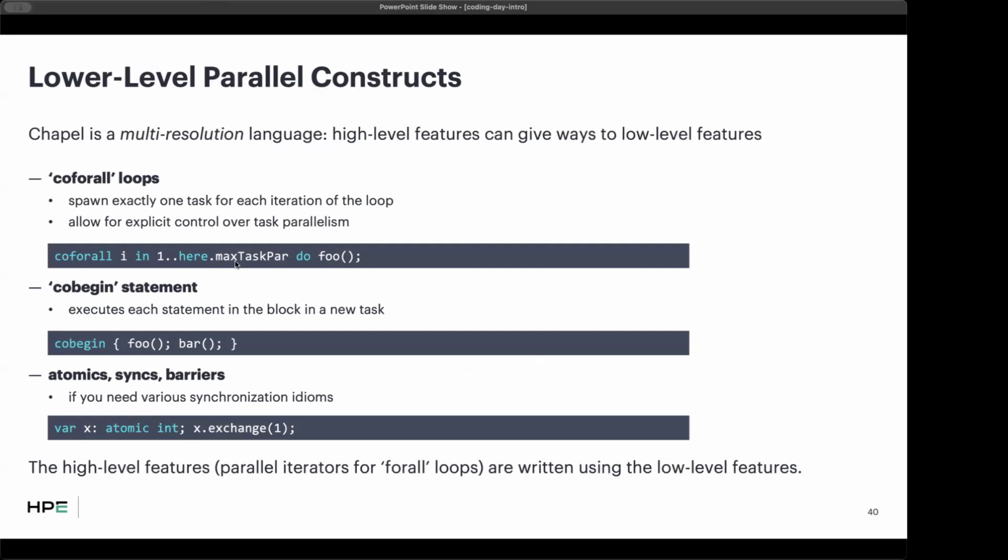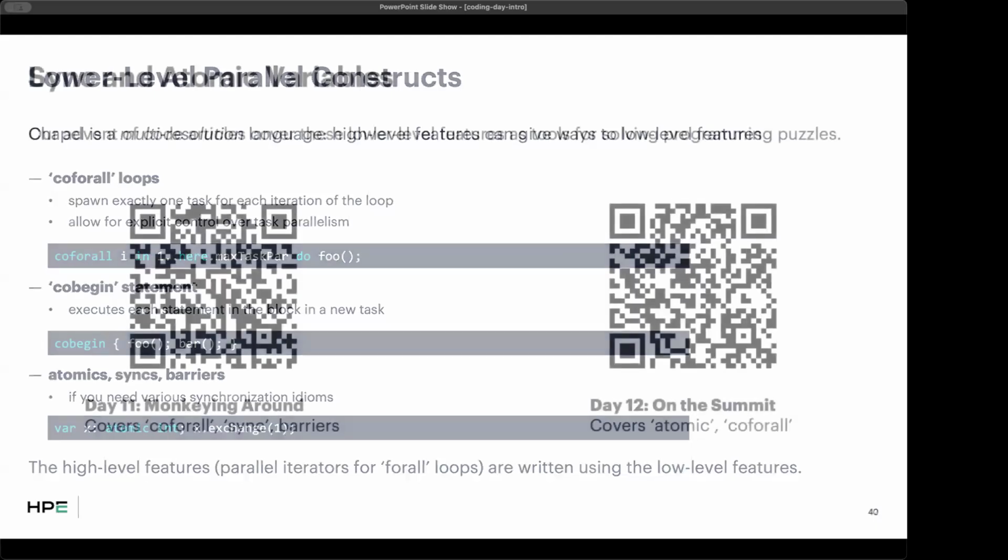Typically, you would spawn exactly as many tasks as your computer can do in parallel, at least if you're trying to use all your cores efficiently. If you have parallelism or tasks that aren't similar to each other, you can just use a cobegin statement, which executes every statement in its block in a new task. So here, foo and bar will be executed in different tasks. And also, if you want to write more traditional or low-level HPC idioms or parallel idioms like locks, Chapel provides atomics, syncs, barriers, and other similar things to help you write lower-level computations. In fact, the high-level features that we've talked about are implemented using these lower-level components.